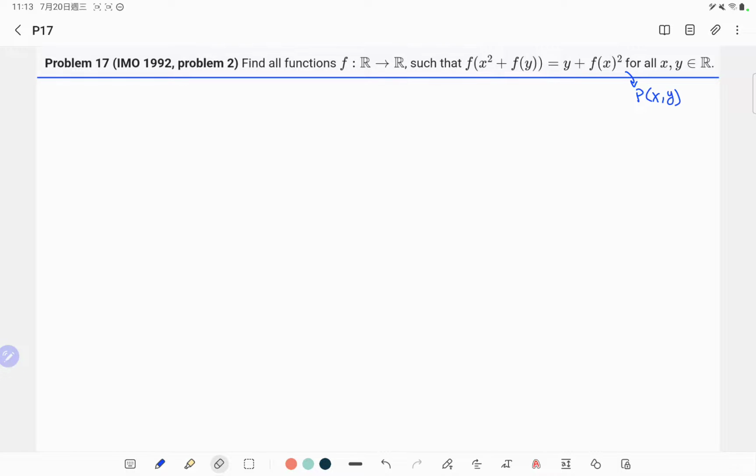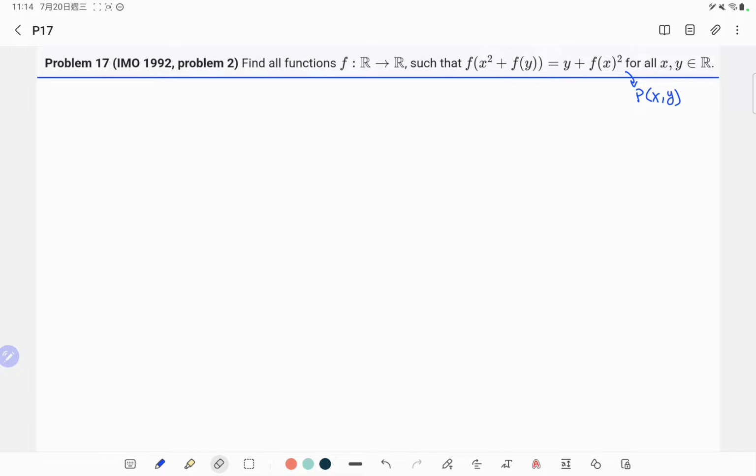Let's take a look at another functional equation, which is problem 2 of the International Mathematical Olympiad 1992. It says, find all functions f from real numbers to real numbers such that f(x² + f(y)) = y + (f(x))² for all x and y real numbers. Let's call the original functional equation P(x, y).